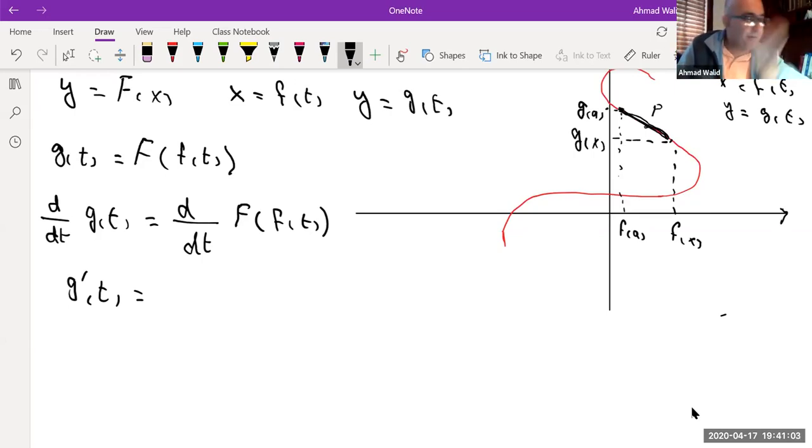Which kind of function do you have on your right side? Which rule of derivatives should I use here? You are in Calculus 2. It should be clear to you. What should I do here? Can you tell me? On the right side, anyone? I have capital F of lowercase f of t. Chain rule. Chain rule, yes. It's a composite function. The derivative of the outside means F prime of f of t times the derivative of the inside, lowercase f prime of t.